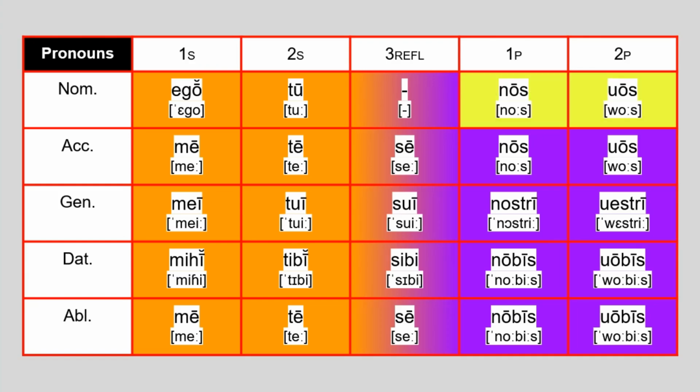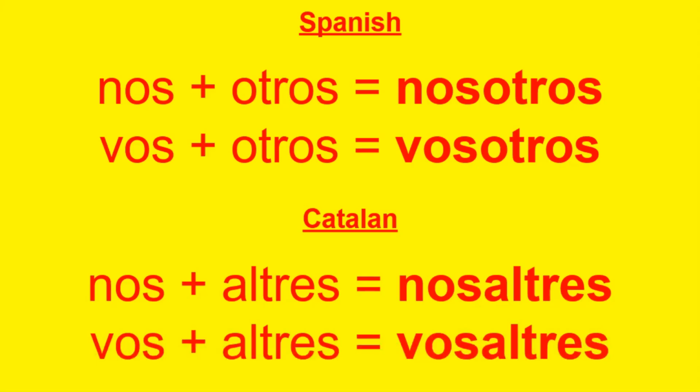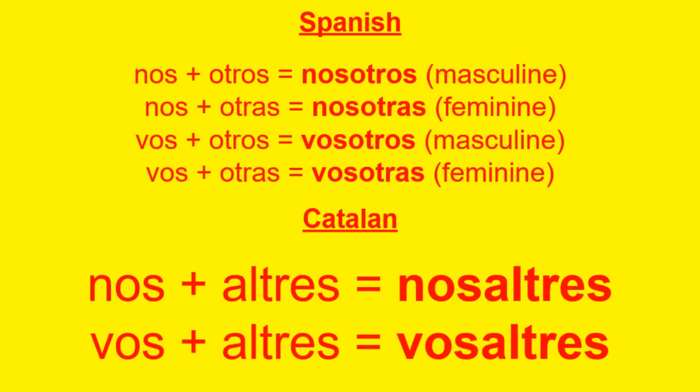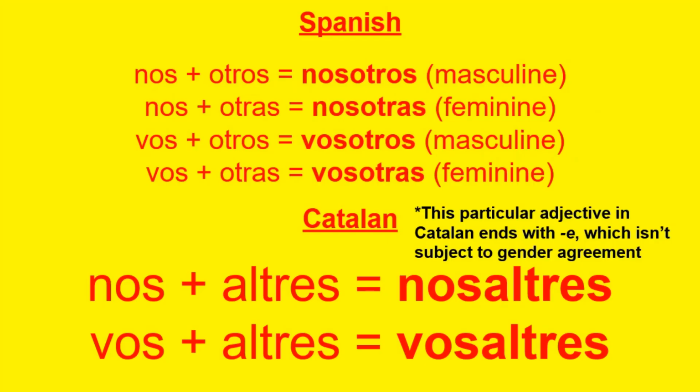So as far as developments of the first and second person nominative pronouns, one of them was that for the plural pronouns, Spanish and Catalan added respectively otros and altres to the ends of the subject pronouns, meaning others. And because that's an adjective, in Spanish that now makes the pronoun gendered, where nosotros and vosotros are masculine, while nosotras and vosotras are feminine. Note that Catalan still has grammatical gender, it just doesn't make a difference in this particular situation.